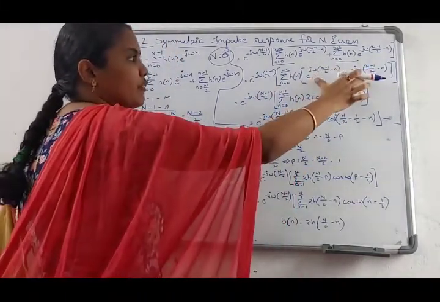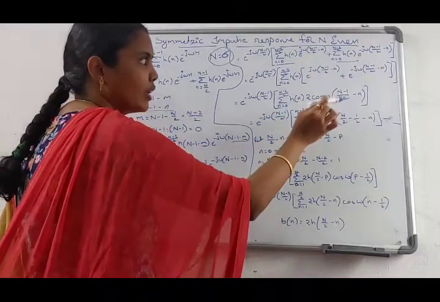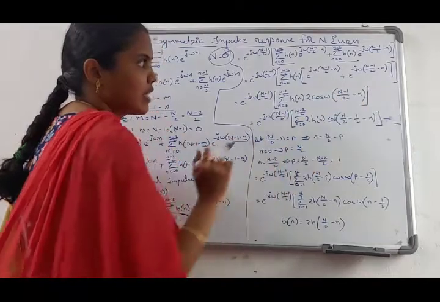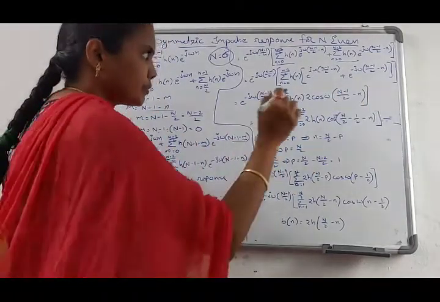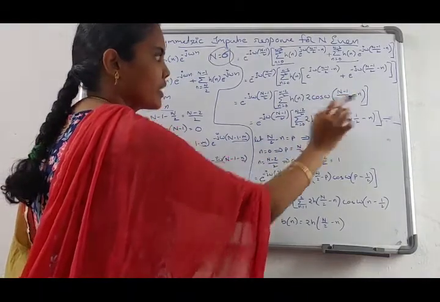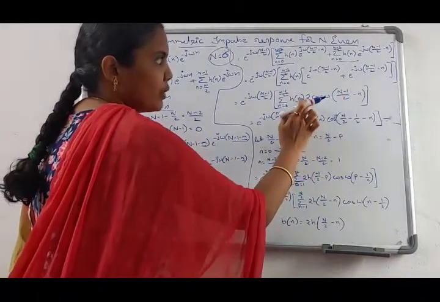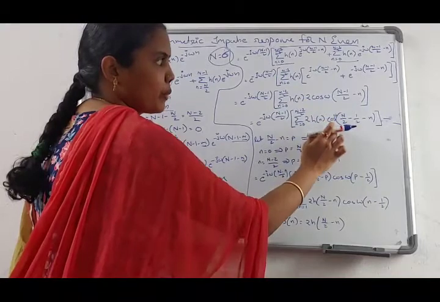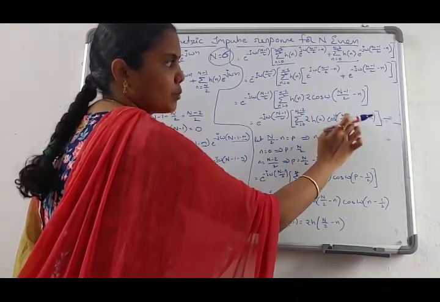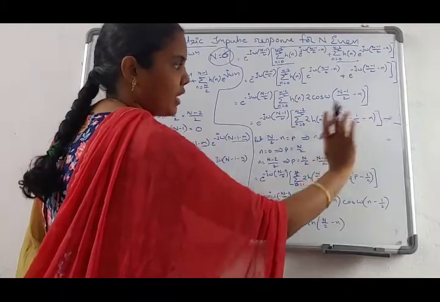This is in the form of a cos term. You can write it as 2 cos of ((N minus 1) by 2 minus n). Now, 2 cos omega ((N minus 1) by 2 minus n). So now 2 h of n cos omega into, N minus 1 by 2 you have to write as N by 2 minus 1 by 2, minus n.